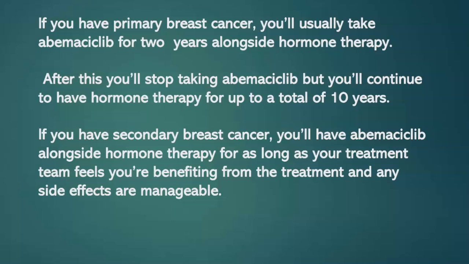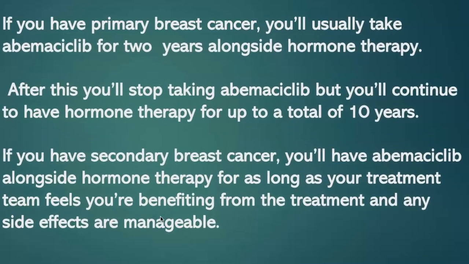If you have primary breast cancer, you'll usually take abemaciclib for 2 years alongside the hormonal therapy. So this is an ongoing growth control preventative, essentially, to prevent further spreading of the tumor. After this, you stop taking the abemaciclib, but you'll continue the hormone therapy for up to 10 years, depending upon your particular situation. If you have secondary breast cancer, which has spread to other tissues, you'll have abemaciclib alongside hormone therapy for as long as the treatment seems to be working.